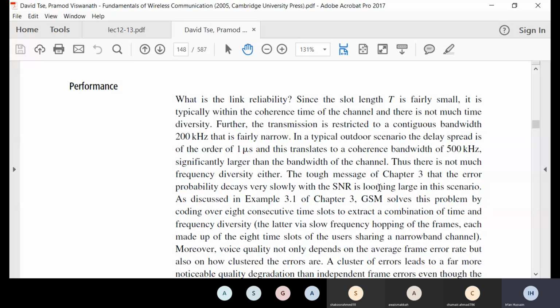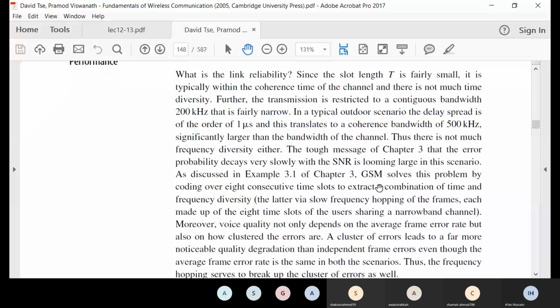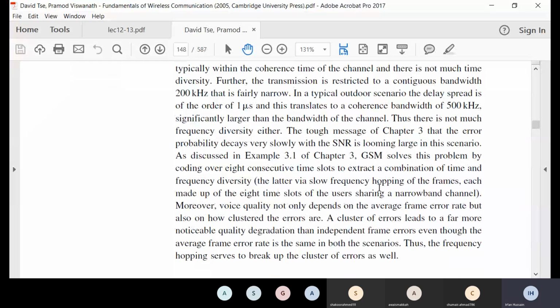Now what is the problem? If you do not have diversity, then as you increase SNR, the error will decrease very slowly. Now how can we solve this problem? We saw in chapter 3 we have time diversity, repetition code, and we can also have convolution codes, where you will send your data not once, but you will wait for another coherence time and repeat the data, or you can use coding techniques, convolution and all that coding.